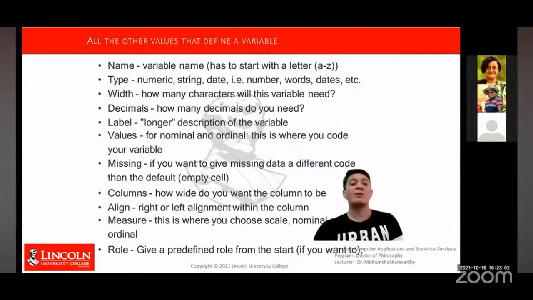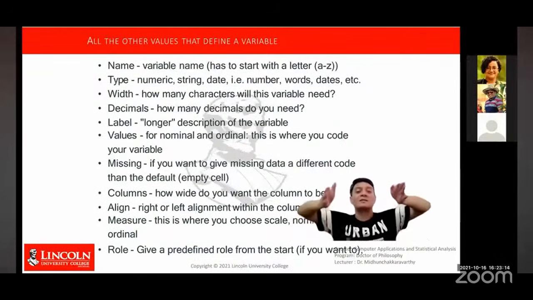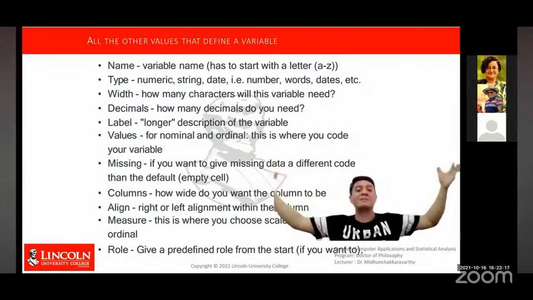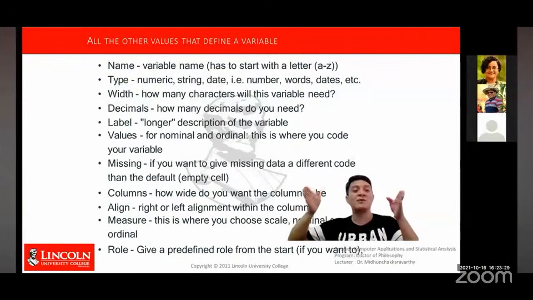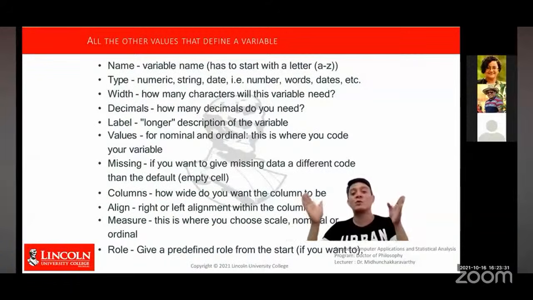So the name variable are the names, starts with A to Z. So there's an alphabet there. And the type is numeric, string data, number, words, dates, etc. And the width is how many characters will be available in the column itself, because you can expand the width. You know, if you have a lot of numbers and you don't expand the width, then it will round it off to the nearest tens, if the width is as few as 7 or 8 or 9.